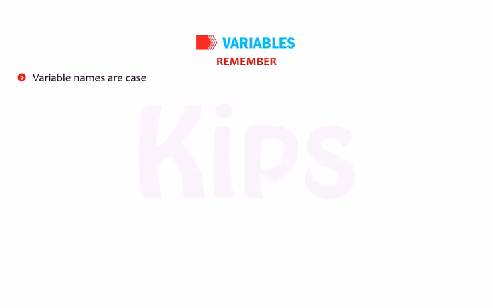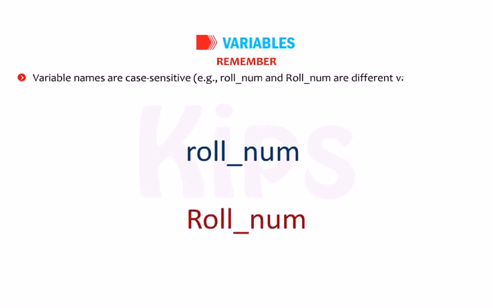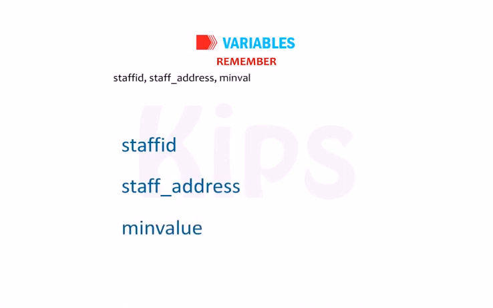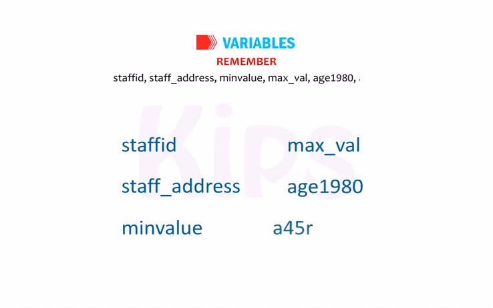Variable names are case sensitive. Example, Roll_number and roll_number are different variable names. Examples of some valid variable names are Stafford, staff_address, min_value, max_value, age1980, a45R.